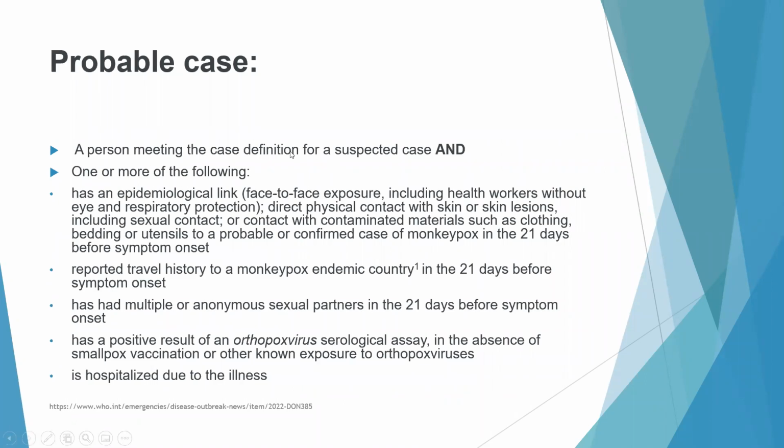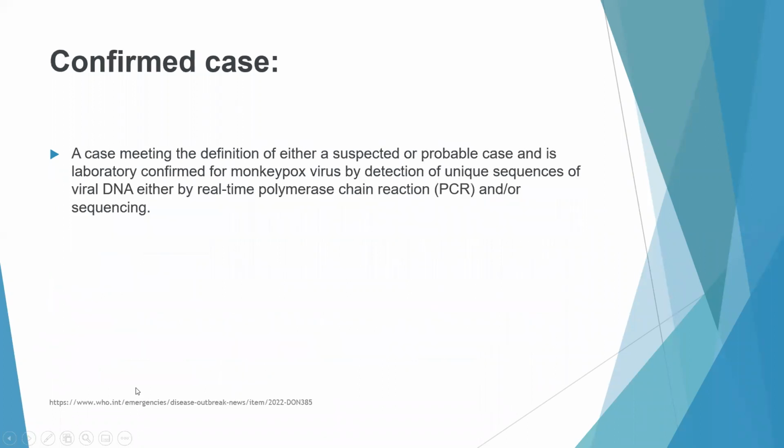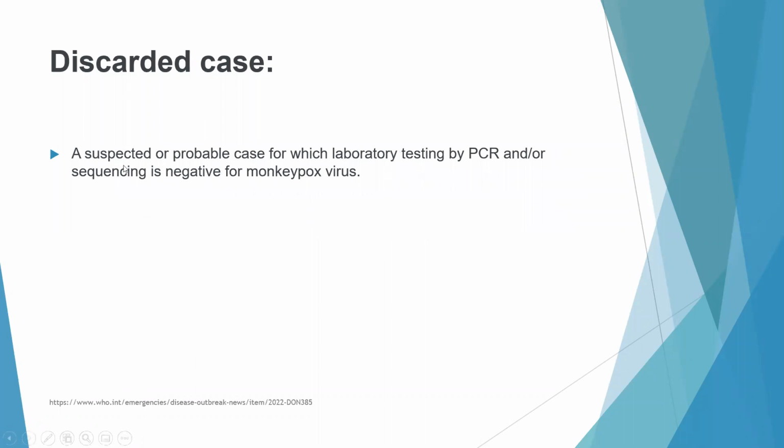A probable case is a person meeting the case definition for a suspected case, and also one of the following: having an epidemiological link, like close contact with a case within 21 days, reported travel history, multiple anonymous sexual partners in the 21 days before onset of symptoms, a positive result of an orthopoxvirus serological assay, or having been hospitalized. A confirmed case is one with detection of viral DNA sequence either by real-time PCR or sequencing. And a discarded case is either a suspected or a probable case for which the laboratory testing by PCR or sequencing is negative for monkeypox. Like first, it was done for a suspected and probable case, and it came out negative, and then it was repeated after several days. And if it then comes out negative, you can label it as a discarded case.